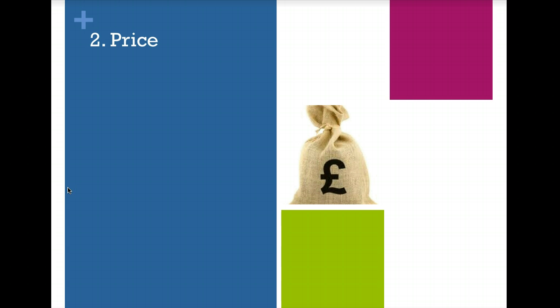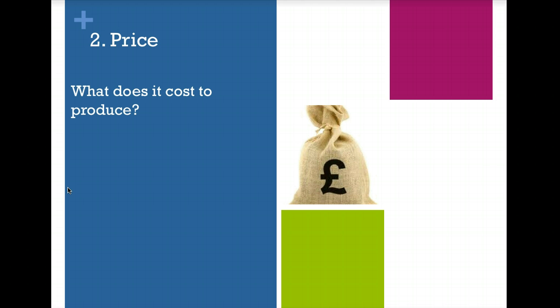Okay, number 2 is the price. So first of all, you've got to think about what it costs you to produce this thing. Thinking about that is really important, because if the price that you're selling your product or service for isn't greater than what it costs you to produce, then you don't have a business.